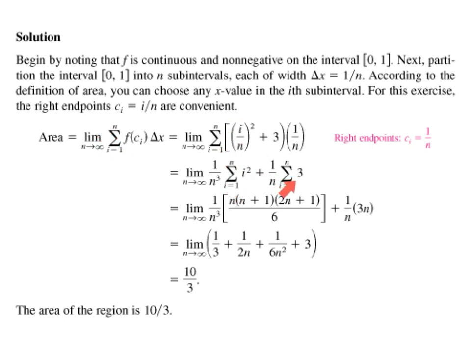I can use my formulas. This 1 over n has absolutely nothing to do with the i, so I can factor it out. I'm still finding the limit as n approaches infinity. Keep in mind this goes to 0, this goes to 0. 3 plus 1/3 gives me an area of the region of 10/3.